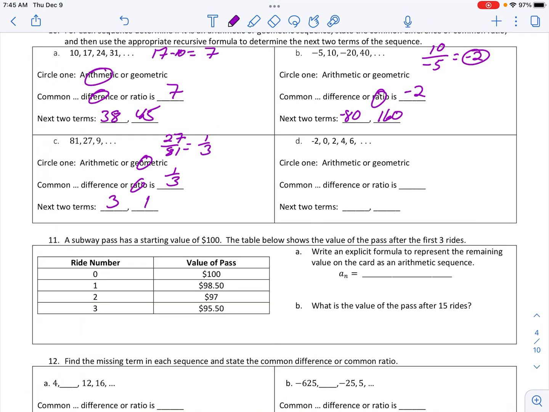Okay, letter D. That one should be fairly straightforward. I can see we're increasing by 2. If you're not sure, I always take the second term minus the first term to double check, seeing if adding a 2 is going to work. And it does. That means we have a common difference. 2 plus 2 is 4, 4 plus 2 is 6, 6 plus 2 is 8, 8 plus 2 is 10.